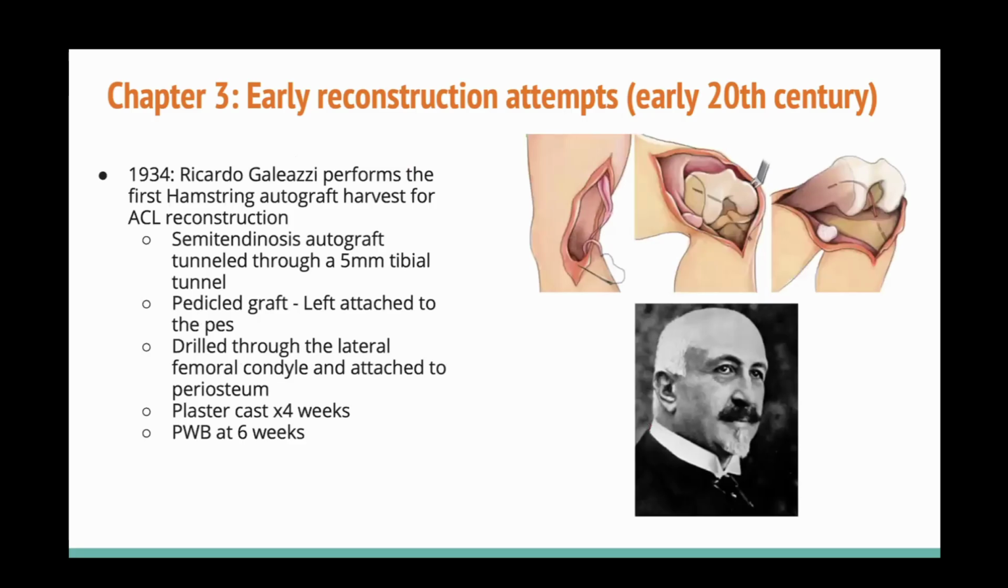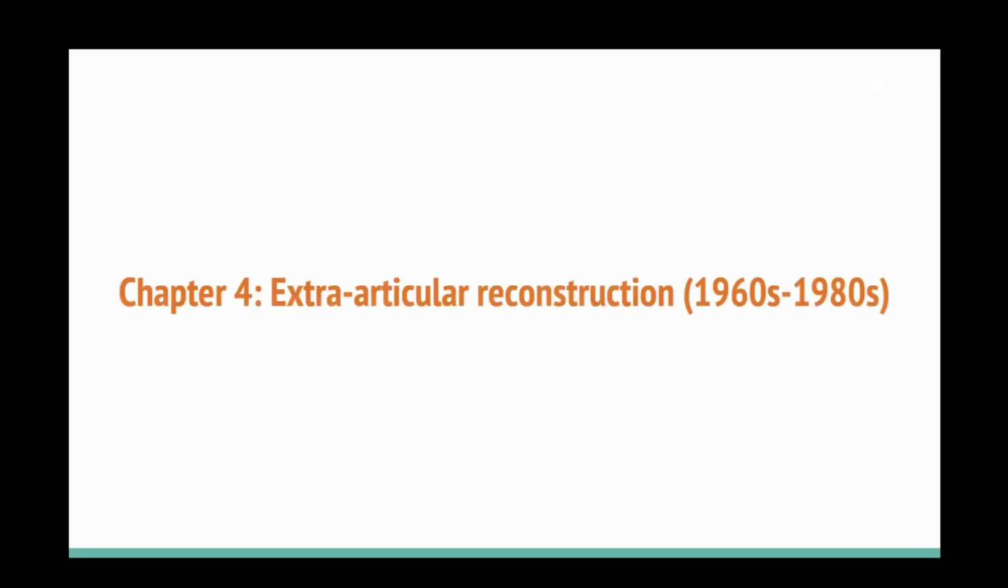In 1934, Riccardo Galeazzi performed the first hamstring autograft harvest for ACL reconstruction. He had a tiny 5 millimeter tibial tunnel, and he left the graft pedicled to the pes insertion on the tibia. He put his patient in a plaster cast for 4 weeks and made them partial weight bearing at 6 weeks. It's amazing how much our understanding of this problem has changed, but it's also pretty amazing that all the way back in 1934, Galeazzi was doing a hamstring autograft ACL reconstruction, which people are still doing today.